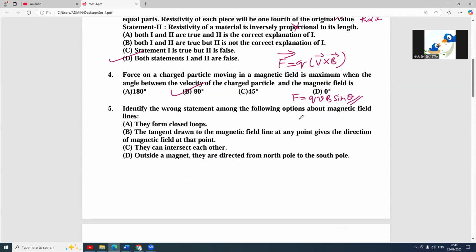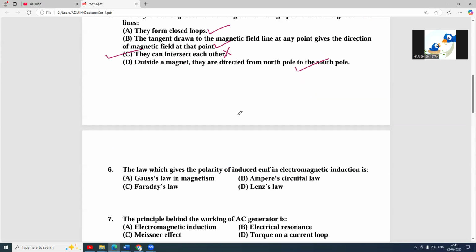Identify the wrong statement with respect to magnetic field lines. They form closed loops, correct. Tangent drawn to the magnetic field lines at any point gives the direction of magnetic field at that point, correct. They can intersect each other? No, they never intersect. Outside a magnet, they are directed from north pole to south pole, that is correct. So you are asked to select the wrong statement, option C. They can intersect each other is wrong.